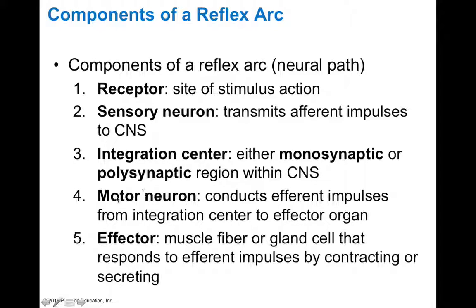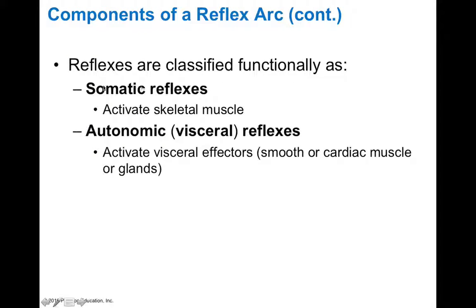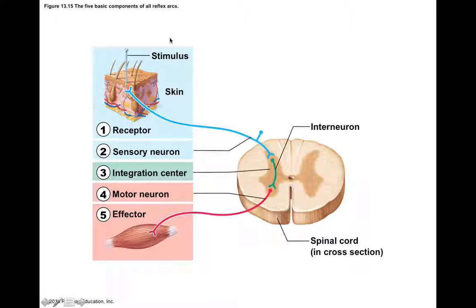central nervous system. Now, the motor neurons are those which conduct efferent impulses back out to the peripheral effector, and this is going to go to the effector organ. The effector can be either muscle fibers or glands that respond to the efferent impulses by either contracting or secreting something. So we have 2 major types of reflexes, somatic and autonomic. Somatic reflexes involve skeletal muscle, and autonomic reflexes, which are visceral, include visceral effectors like smooth muscle, cardiac muscle, or glands.